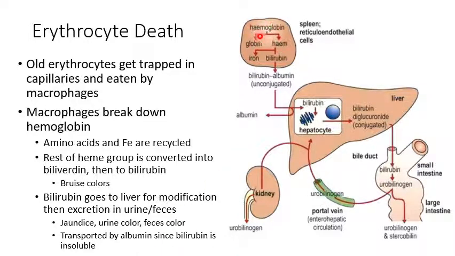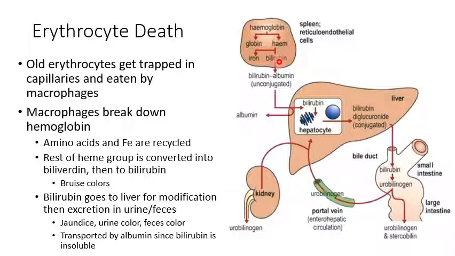So the hemoglobin is first going to be separated into the heme group and the protein part, which in this diagram is the globin part. The globin, or the protein part of the hemoglobin, is going to be broken down into the amino acids that are making it up, and those will be recycled. The heme group is going to have the iron removed. The iron can also be recycled, and then you're left with the heme group itself. The heme group is going to be converted to biliverdin and then to bilirubin.